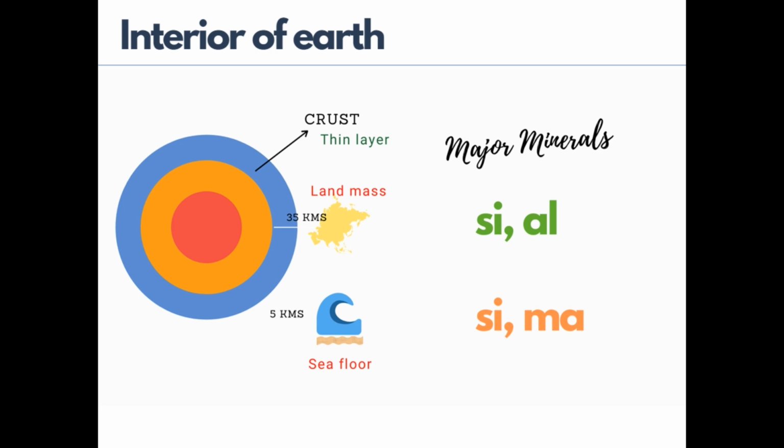Our Earth has several layers inside, as we have rings in an onion. The topmost layer of Earth is called the crust and it is the thinnest layer of all. On its continental portion, the crust extends up to 35 km. Similarly, on its oceanic floor, it extends up to 5 km. Major minerals found in the continental crust are silica and alumina, and the oceanic crust has silica and magnesium.